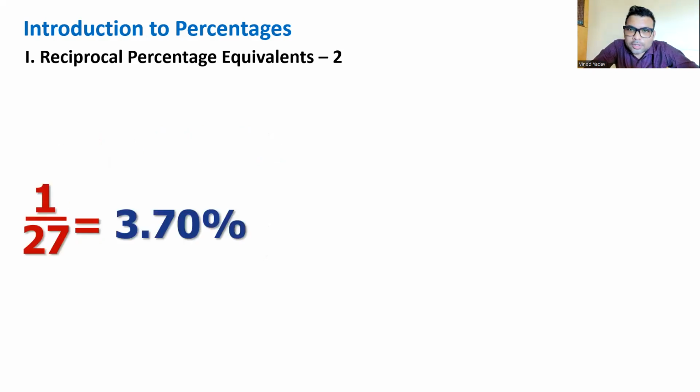For 27, I couldn't find any technique. Just say that 27 is 37. So 1 by 27, 3.7%. Similarly, what would be 1 by 37? Yes, 2.7%. Remember.